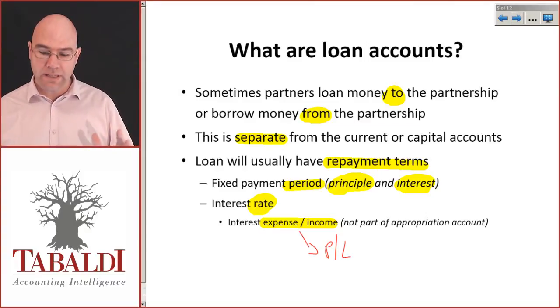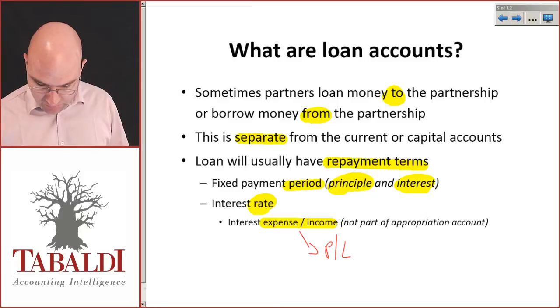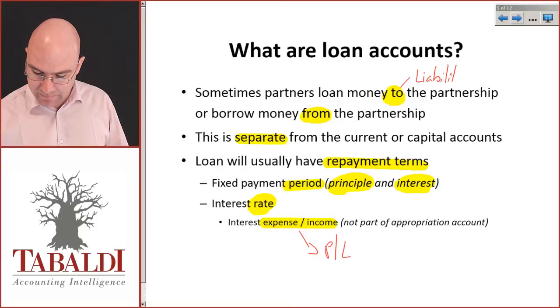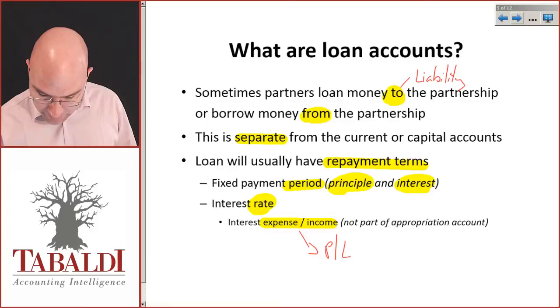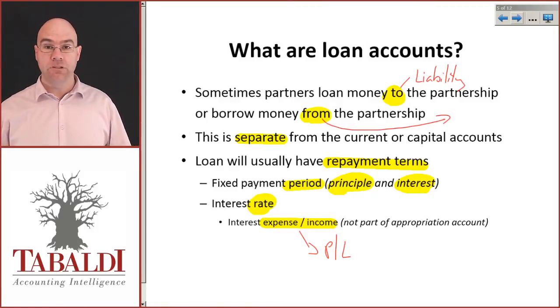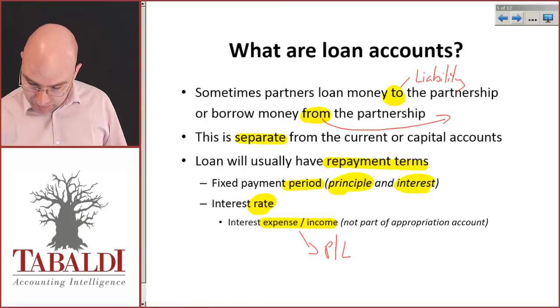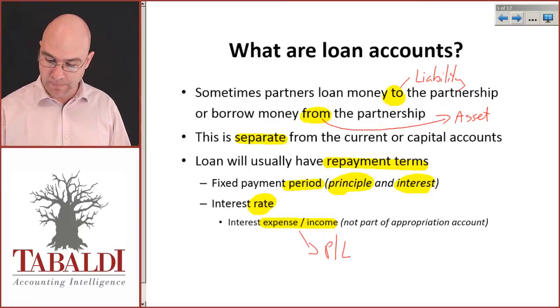So what are these loan accounts going to be? If it's a loan of money to the partnership, so if partners are giving money to the partnership, then it will be a liability for the partnership. If a partner borrows money from the partnership, so the partnership gives money to the partner, then for us as a partnership, it's an asset. We will get that money back. It will be a receivable.